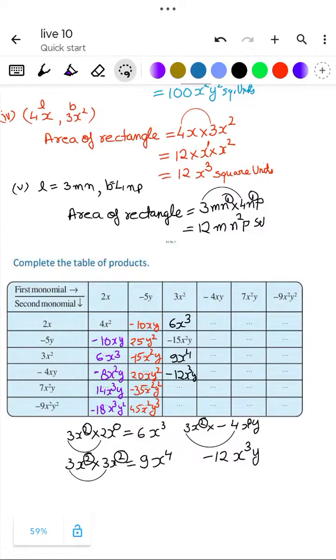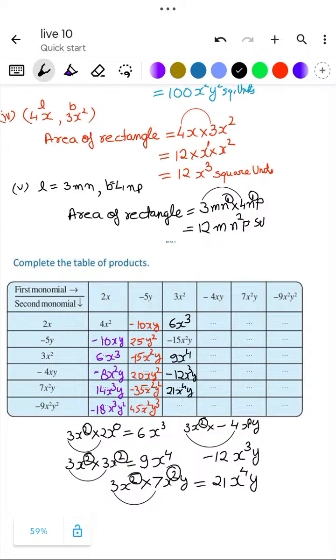Now next is 3x square into 7x square y. And we have to write answer over here. So 3x square into 7x square y. 7 3s are 21. So this is 21. X to the power 2 plus 2 is 4, y. So this is 21 x to the power 4 y.